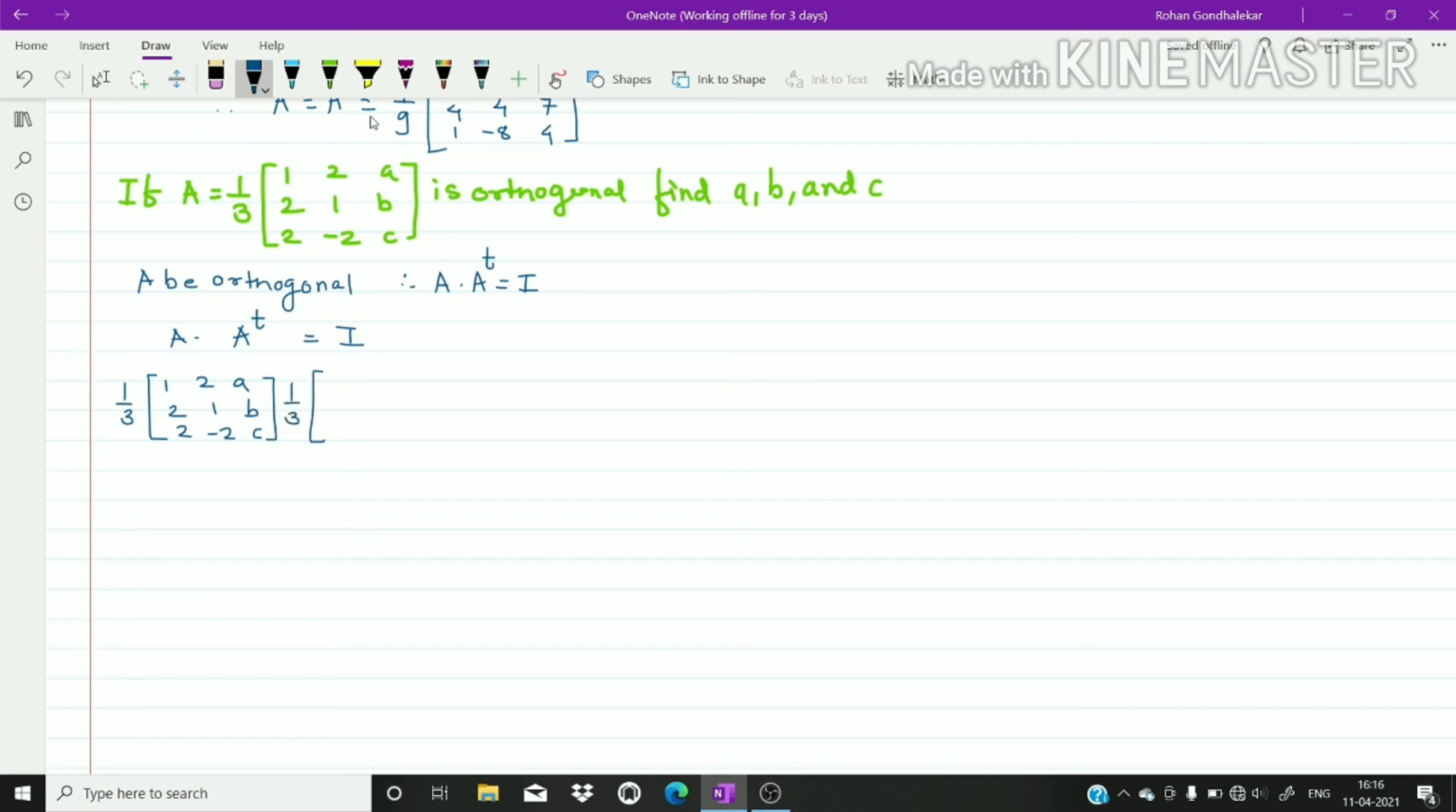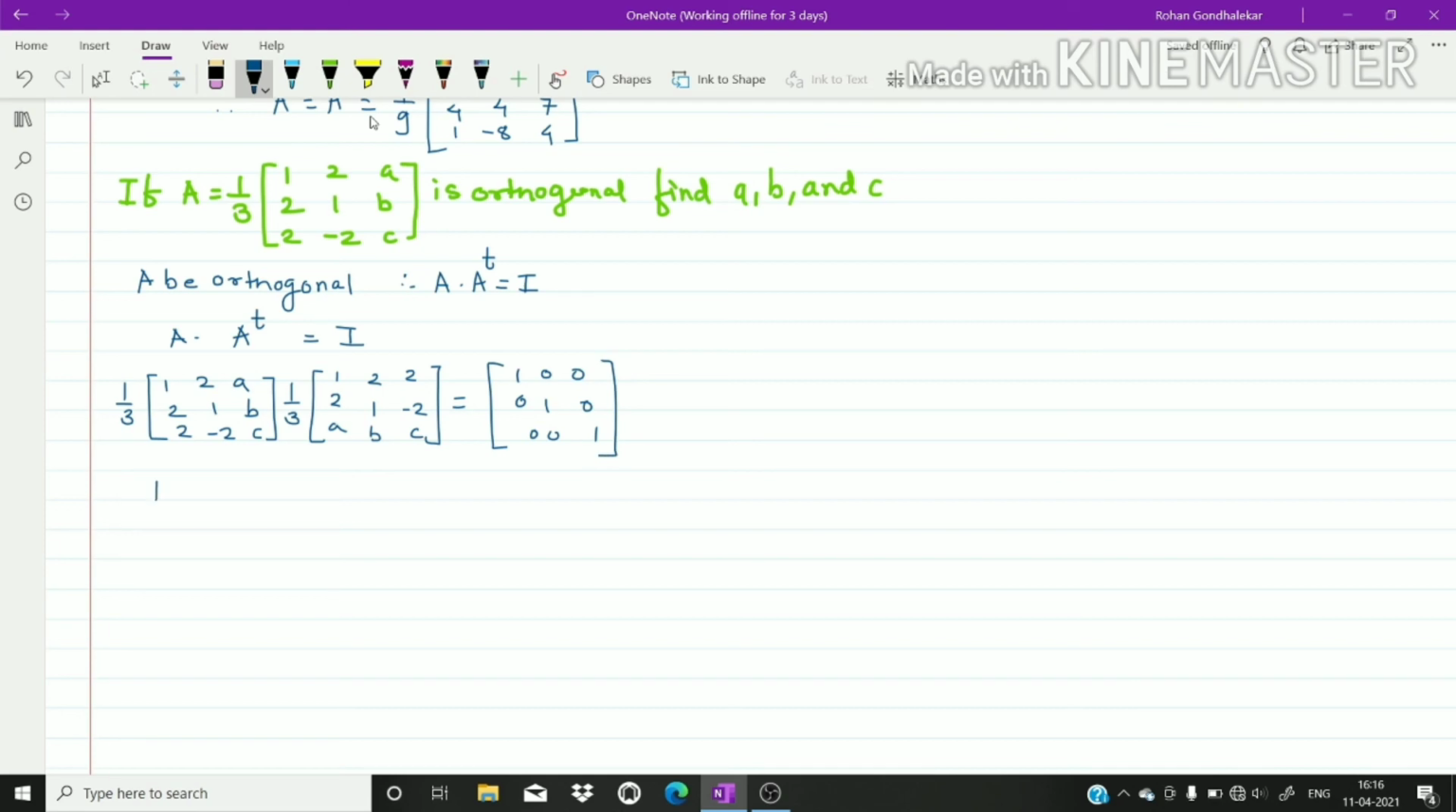Again 1 by 3, row becomes a column. So the first row becomes the first column, that is 1, 2, a. The second row becomes the second column, and the third row becomes my third column. So this is equal to an identity matrix 1 0 0, 0 1 0, 0 0 1. Got it? So let's get the product.